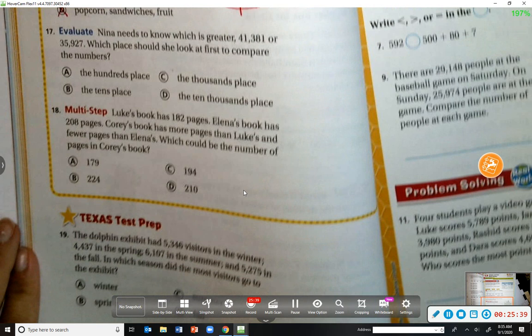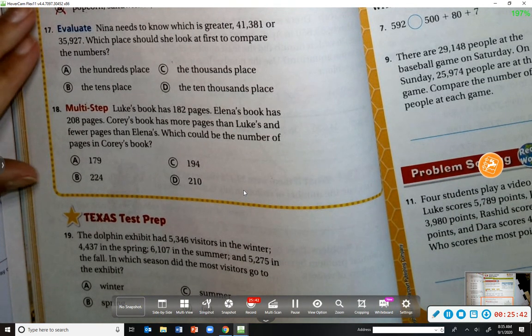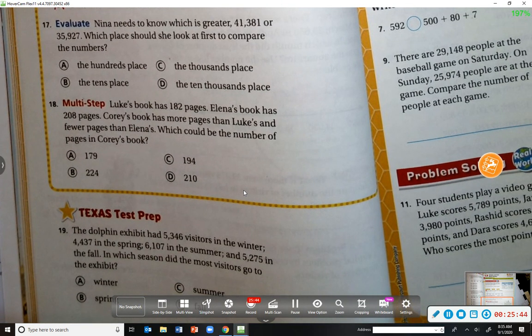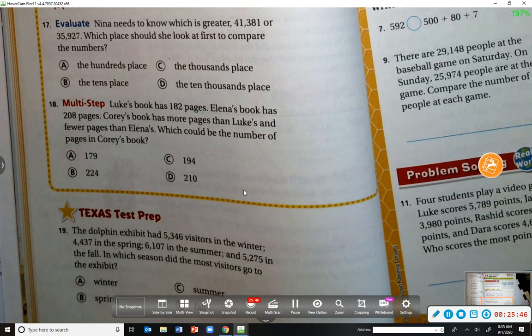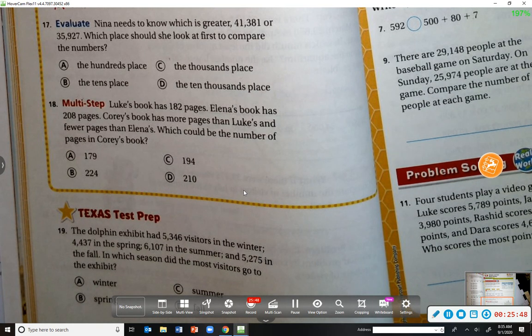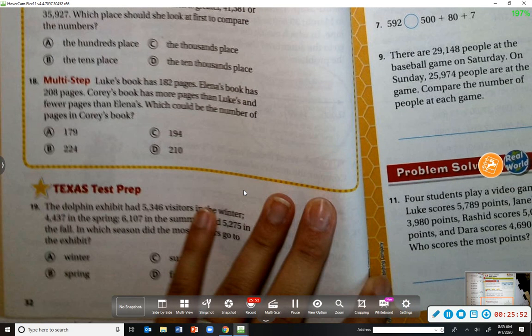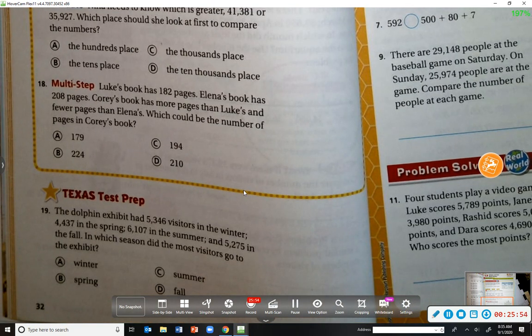17. Now I want you to go ahead and pause and finish 17, 18, and 19 on your own, and then unpause it to check and make sure you got these correct. Now if you were at school, this is exactly how we would do it in class. I do a lot of practice with you, and then I give you a chance to do it on your own.